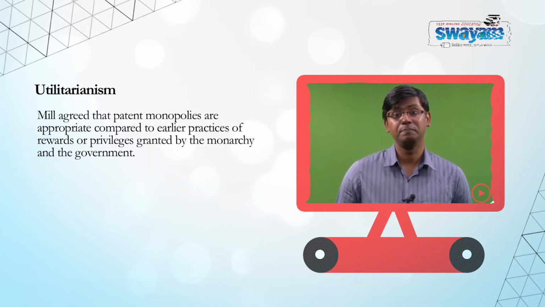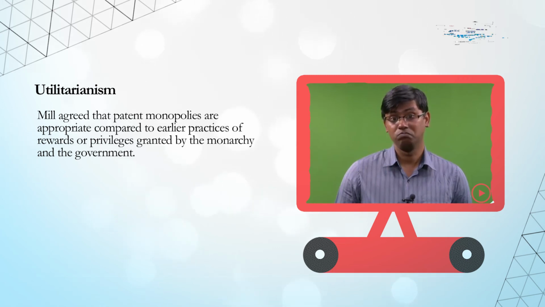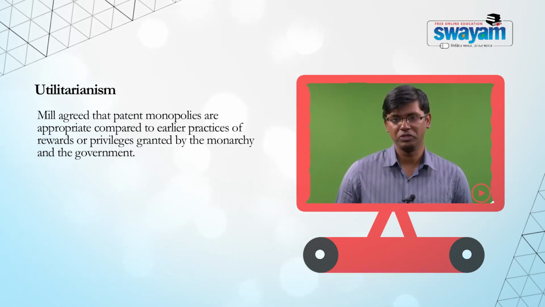Right? So, Mill would in fact agree that patent monopolies would be appropriate because it actually rewards a person who has actually worked on a new innovation. If innovation is not protected, then the person would actually not come forward. That basically means the public would lose out on an innovation being made public, innovation being publicized.